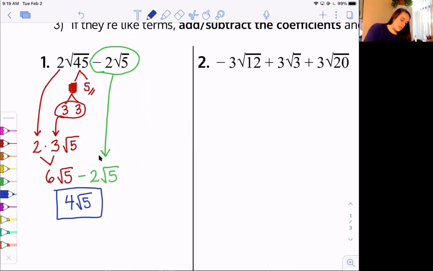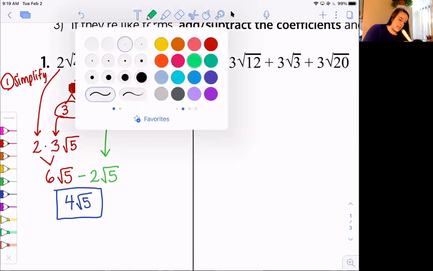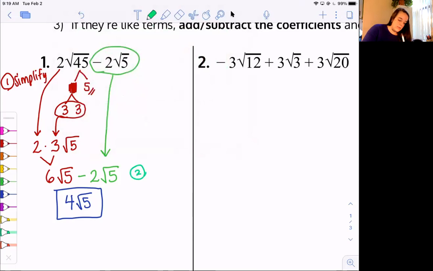So the first thing that I did, the red part here, was simplify. And then the second thing that I did was combine any like terms that I have. I was only allowed to combine them because they were like terms.